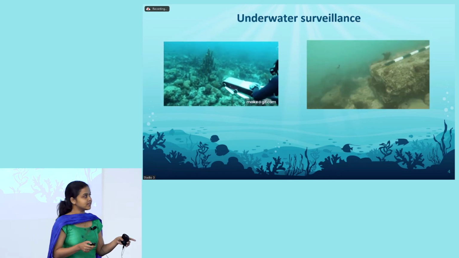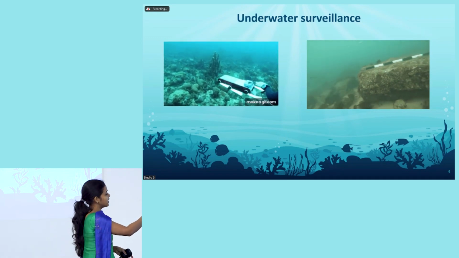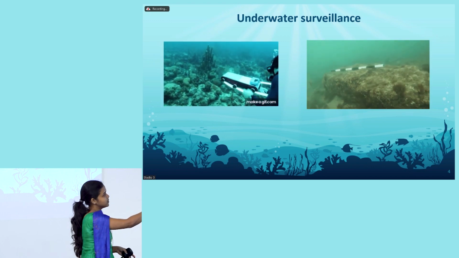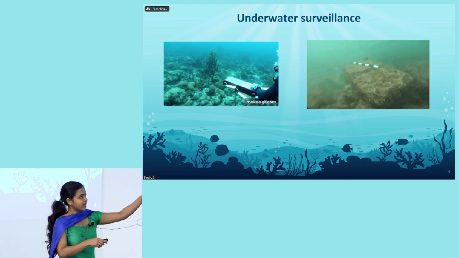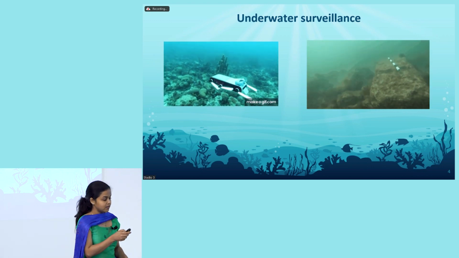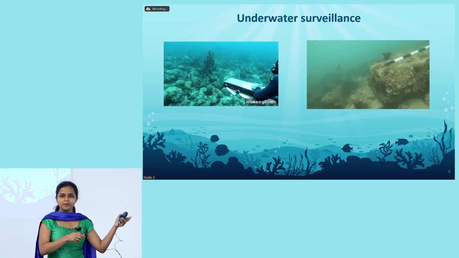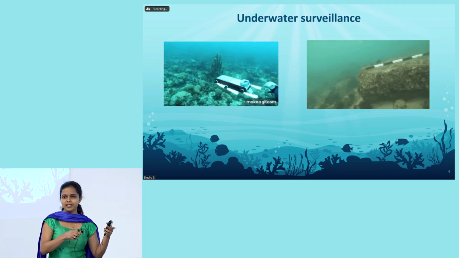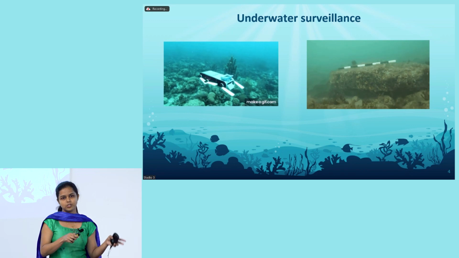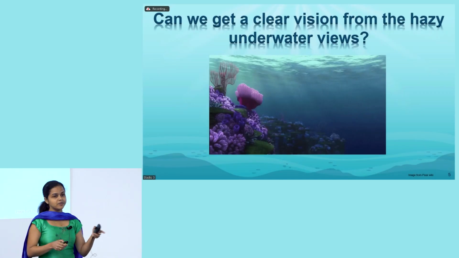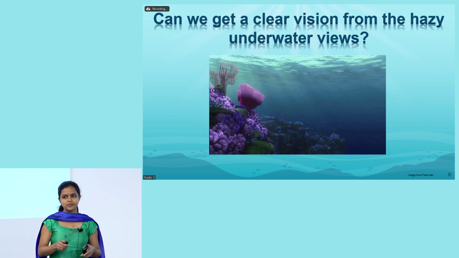Coming to underwater surveillance, on the left side underwater robots will be moving like this and capturing images. On the right side you can see the captured images. As I explained in the last slide, captured videos will have haziness and the color will be distorted. So, can we get a clear vision from the hazy underwater views? That is the first question.